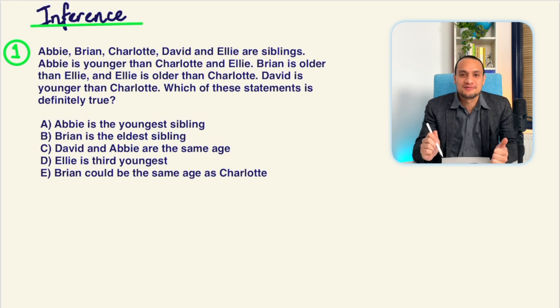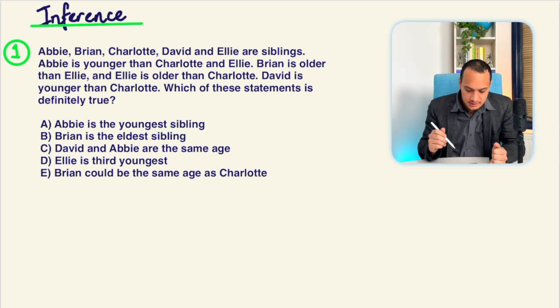Let's look at some questions that were made specifically for this video. This is quite a common thing, an age question, an age problem. You can see the method will be slightly different for how we deal with this. Abby, Brian, Charlotte, David and Ellie are siblings. Abby is younger than Charlotte and Ellie. Brian is older than Ellie and Ellie is older than Charlotte. David is younger than Charlotte. Which of these statements is definitely true?